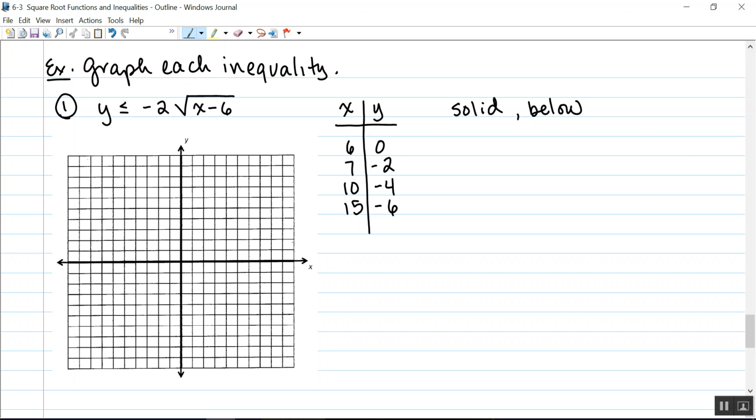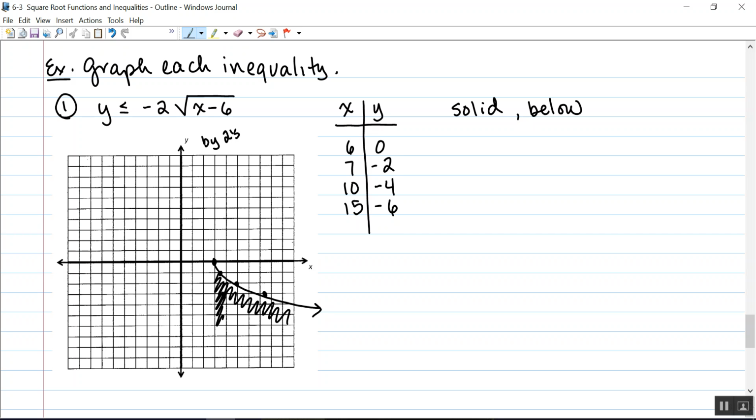So let's graph those points. So 6, and actually, I think I'm going to count by 2's on this one, so I can fit that 15 in there. So 6, 0, so this would be 2, 4, 6, 0. And then 7, -2 would be this point right here. And then 10, -4 would be this point right here. And then 15, so that's 6, 8, 10, 12, 14, 15. -6 would be right here. That's going to be a solid line going like this. And I shade below, so that's going to be this region right in here.